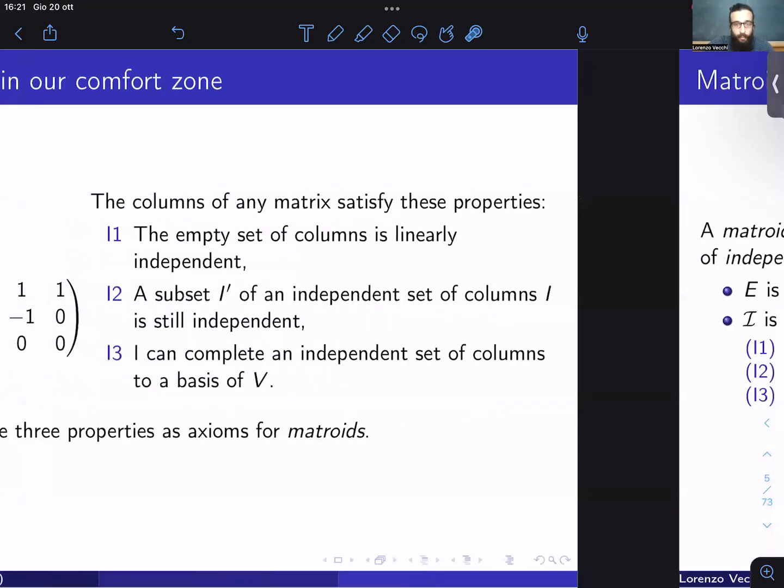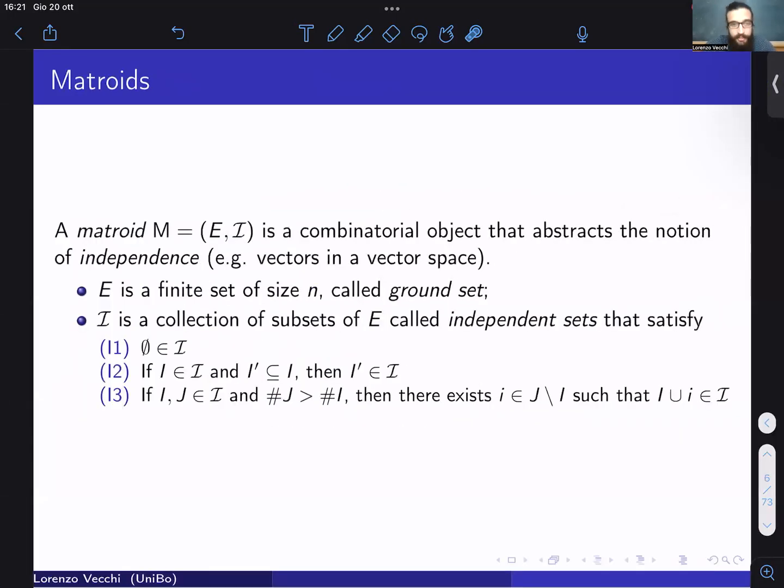So what are matroids? They are a combinatorial abstraction of this notion of linear independence. We think of vectors in vector spaces, and then we try to make this more general and only give a definition that is purely combinatorial. So a matroid is a pair (E, curly I). E is a finite set of size n, which we will call the ground set, so a list of vectors, for example. And curly I is a collection of sets that we call independent that satisfy these three properties.